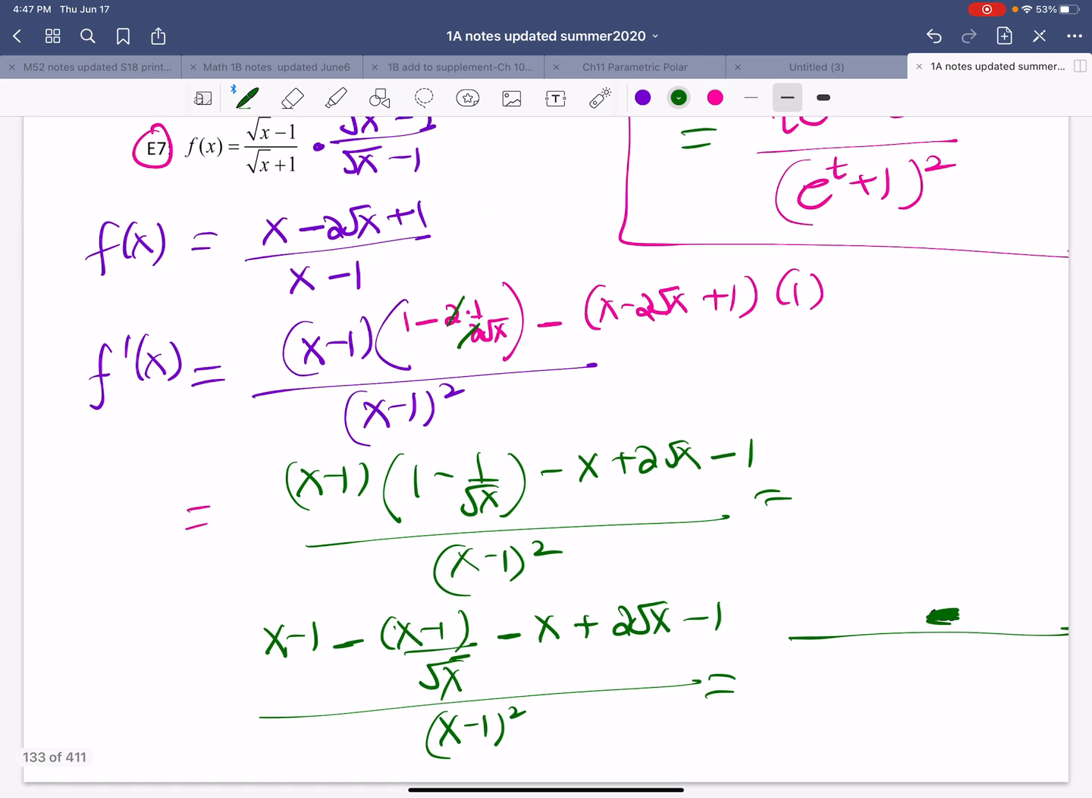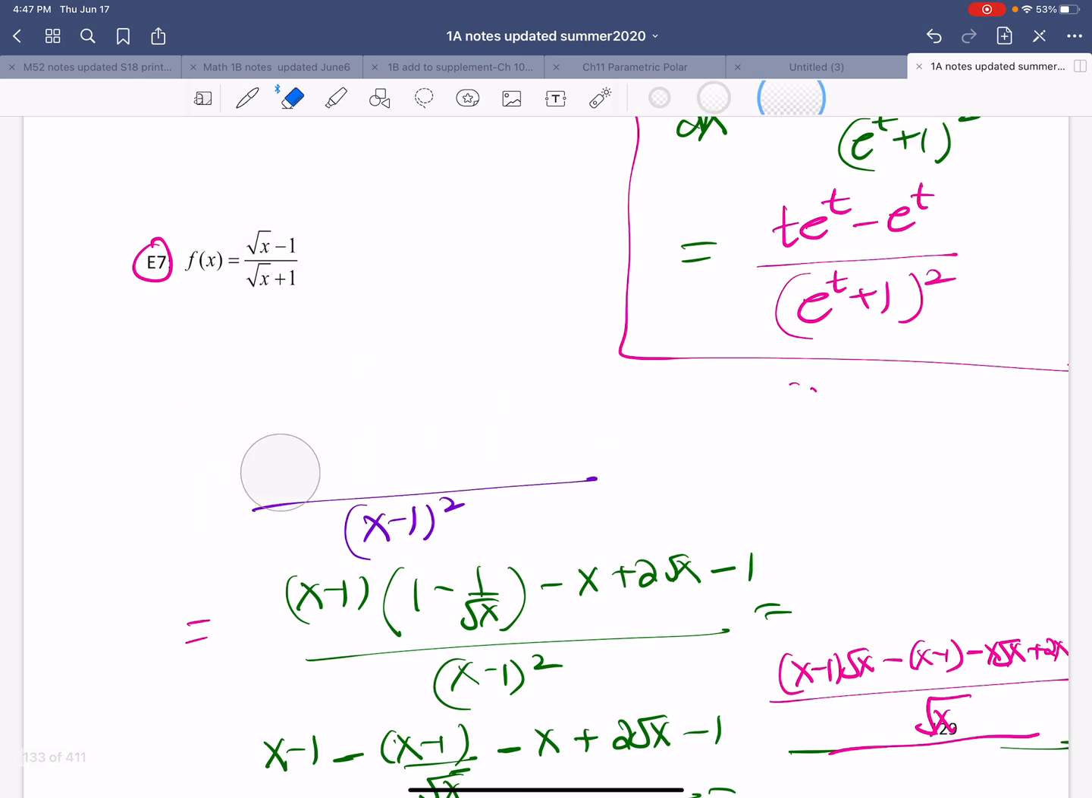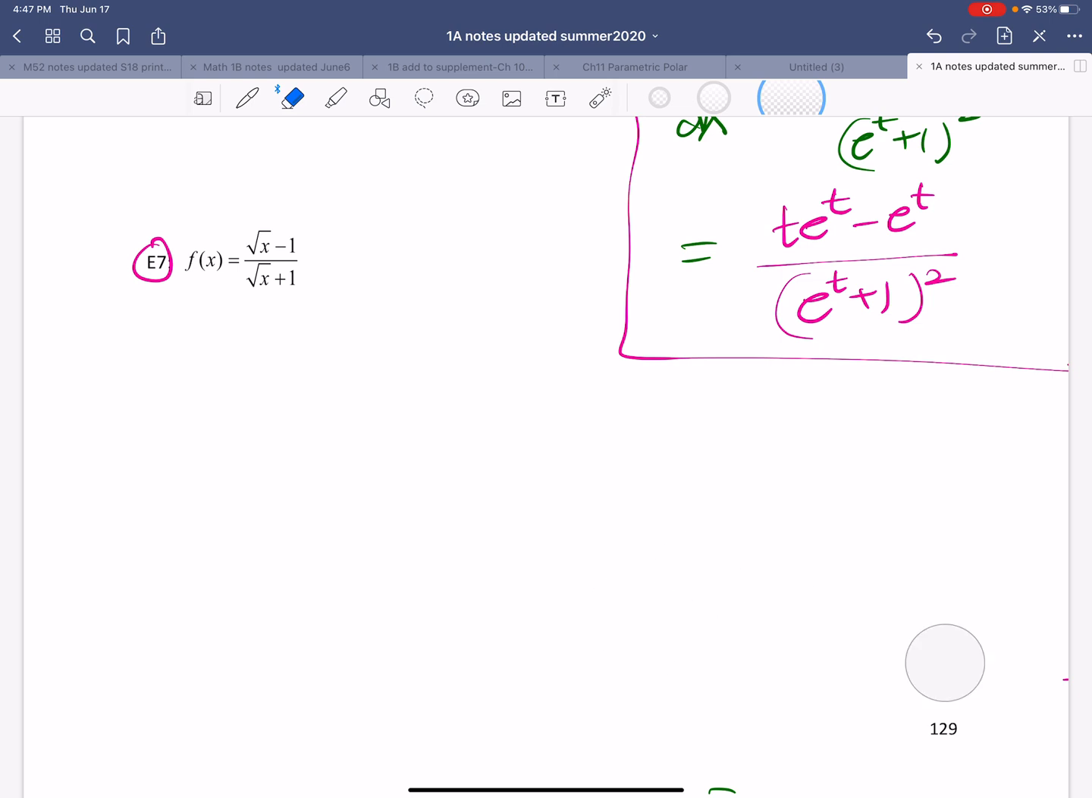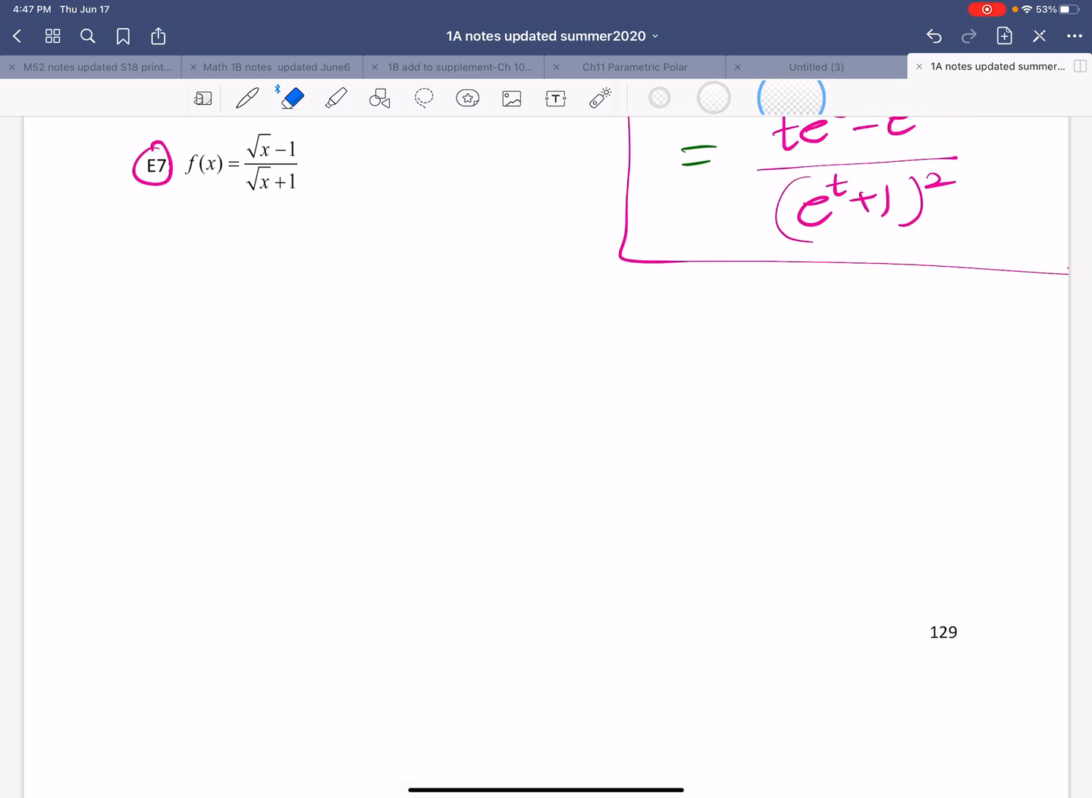So the common denominator in the numerator is going to be square root of x, which will be x minus 1 times square root of x minus x minus 1 times square root of x minus x minus 1 minus x root x plus 2x minus root x. It's getting messy. I think it's probably easier to just go ahead and do the derivative. I'll make a separate video of doing it after rationalizing.